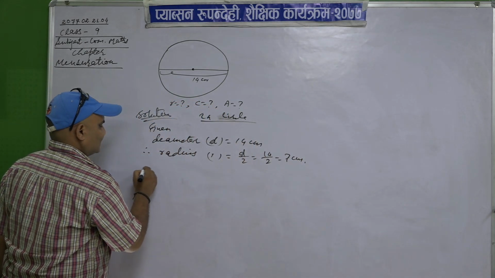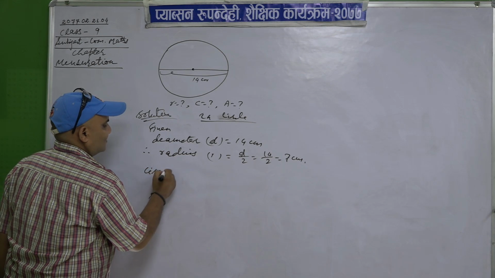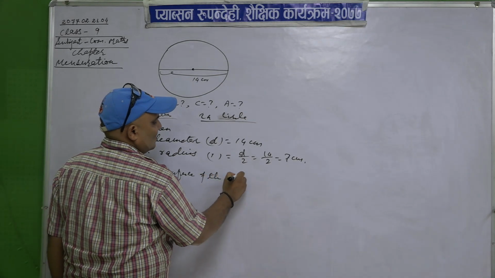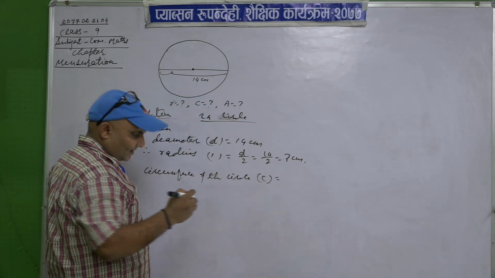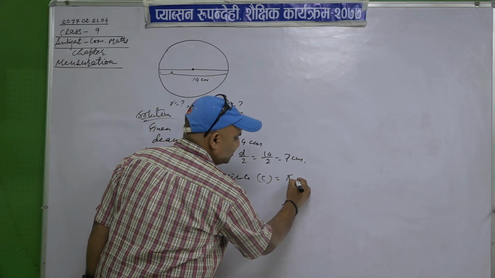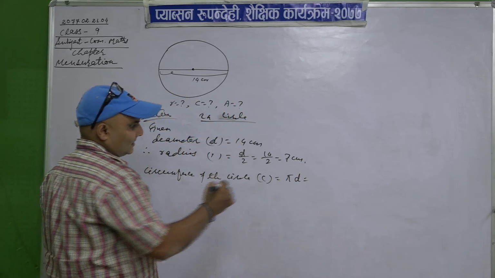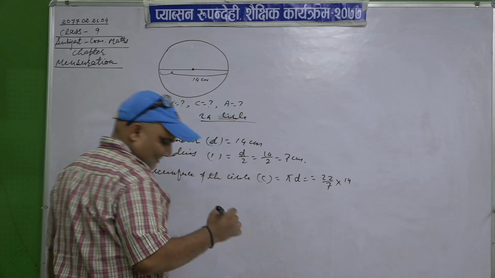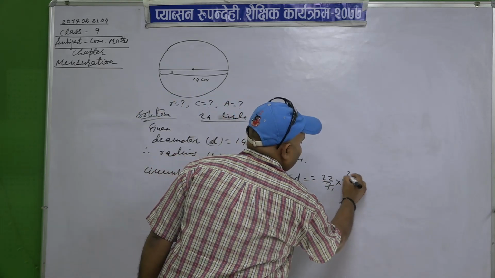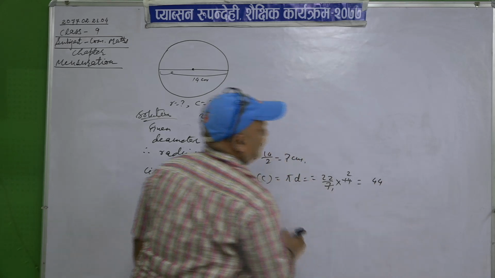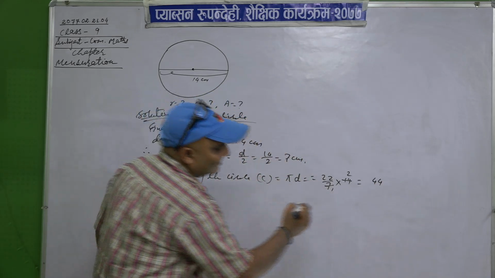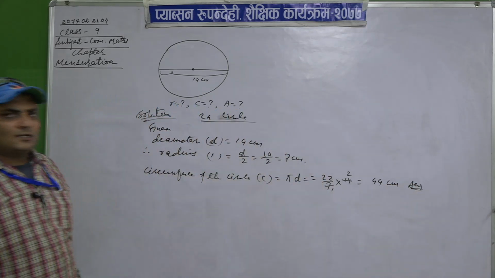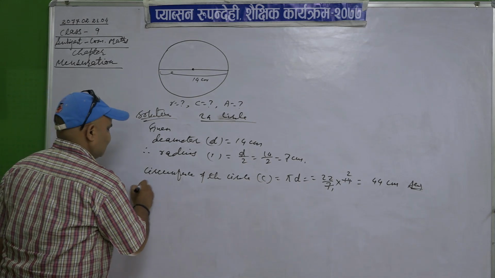And then circumference of the circle, C is equal to, we can use either pi d or 2 pi r. I am using pi d here. Pi means 22 upon 7, d means 14 centimeter. So, 7 ones are 7, 7 twos are 14, it is cancelled, it is 44 centimeter, and the unit of the circumference is centimeter. So, the circumference is 44 centimeter.